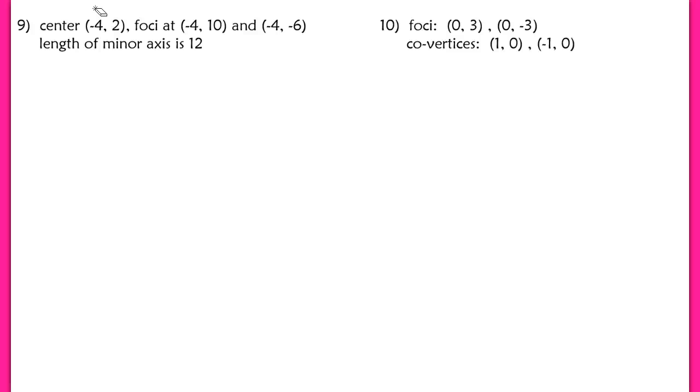Okay, in the interest of keeping this video a little shorter, I'm going to do number 9 with you, and I'm going to make you guys try number 10 on your own, so make sure you do check the key for that problem. Okay, for number 9, we are given the center, so that's kind of nice. We can already fill in (x plus 4) quantity squared, plus (y minus 2) squared, and then all we have left to do is find the denominators for both of those terms, and then equals 1.